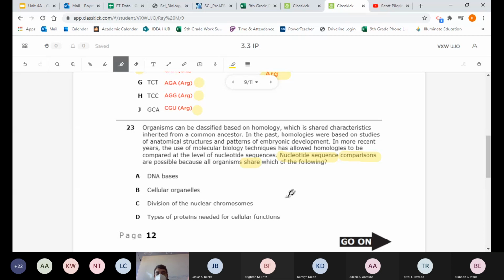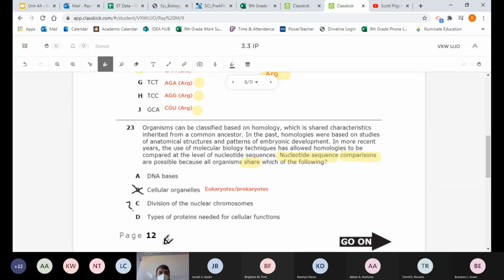So what is common to all things that are alive? Now we know that organelles are not universal, right? We know that there's a division between eukaryotes and prokaryotes. Because of that, we know that prokaryotes don't necessarily have the same organelles that a eukaryote does. So that's not going to be common across all life, right? Division of the nuclear chromosomes. Whoa, what? I don't even know what that's really talking about. So let's put a question mark there.